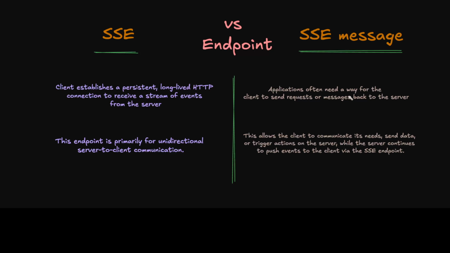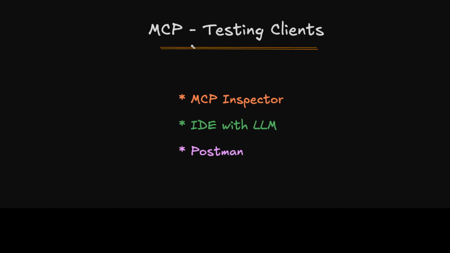Applications often need a way for the client to send requests or messages back to the server. This allows the client to communicate what it needs, send data, or trigger actions on the server, while the server continues to push events to the client via the SSE endpoint. We will look at an example of creating the MCP server. These are the three different modes which I will be using in testing the MCP server that I have created. You really don't need to create a client, but these are a quick way you can test your MCP servers.